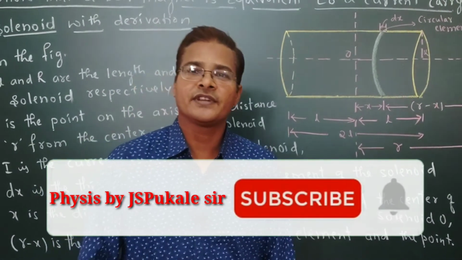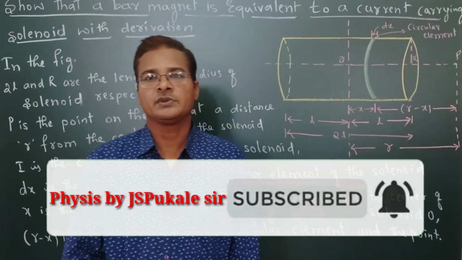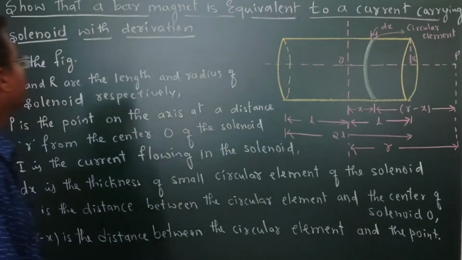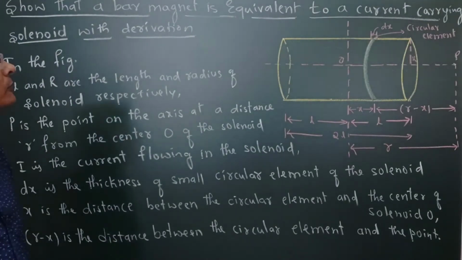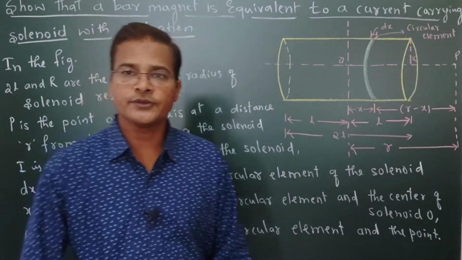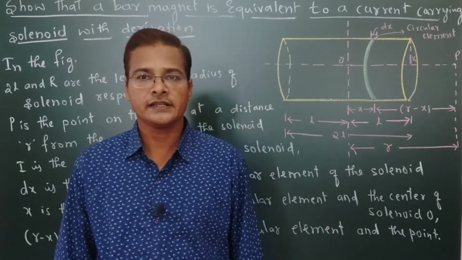So today I am going to explain one important concept in our second year syllabus: show that a bar magnet is equivalent to a current carrying solenoid, with a derivation. This is also a very important exam point, I think.